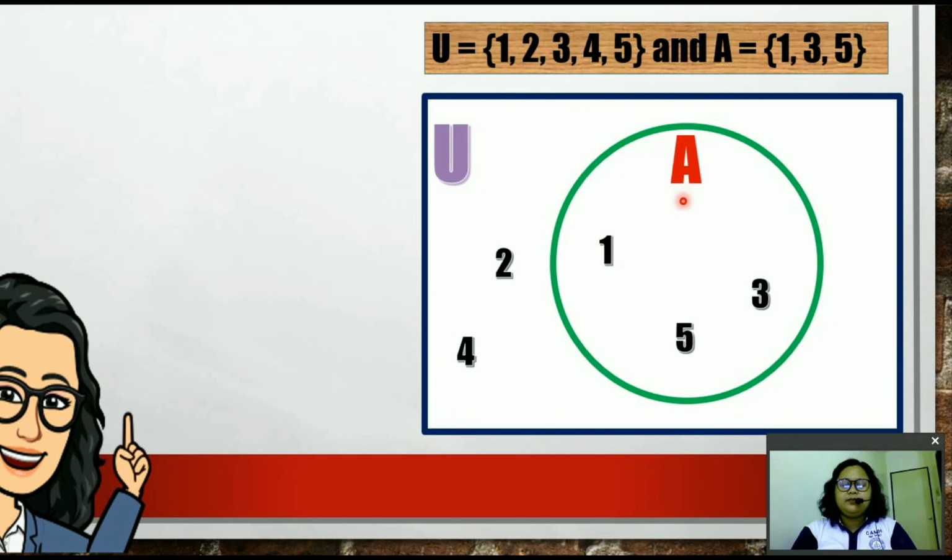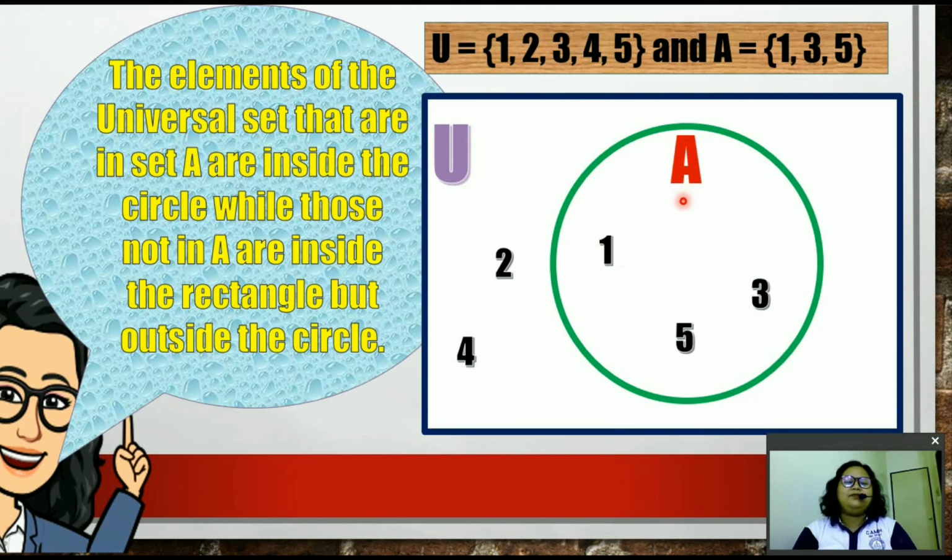Did you get it? Okay. So the elements of the universal set that are in set A are inside the circle, while those not in A are inside the rectangle but outside the circle.